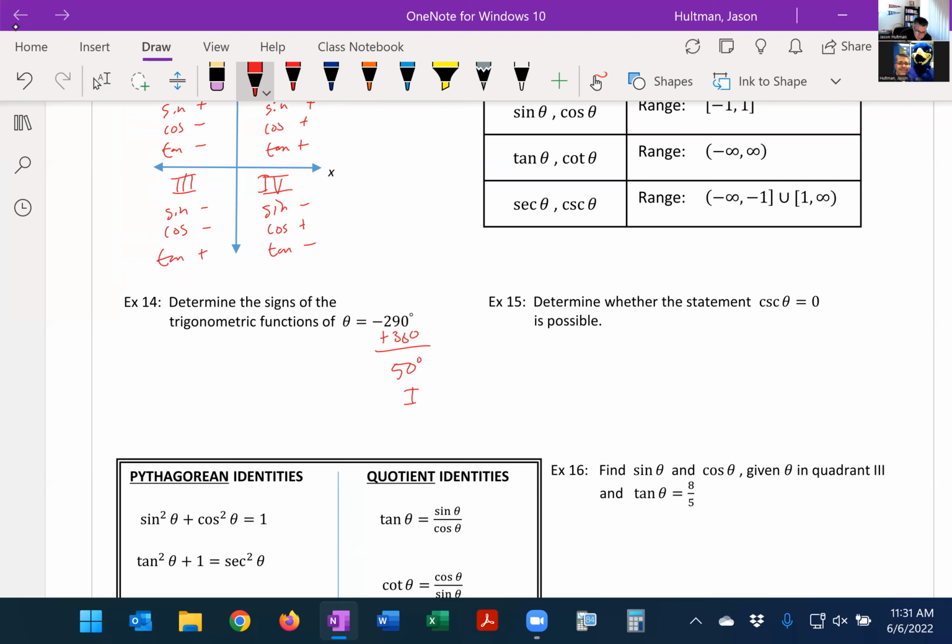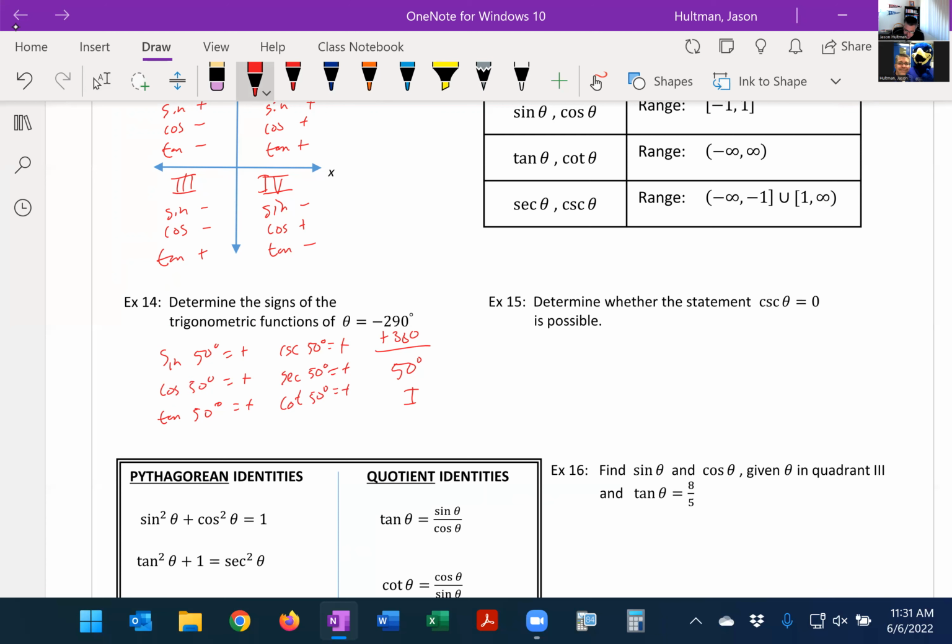So the sine of 50 degrees is positive. The cosine of 50 degrees is positive. The tangent of 50 degrees is positive. The cosecant of 50 degrees is positive. The secant of 50 degrees is positive. And the cotangent of 50 degrees is positive.